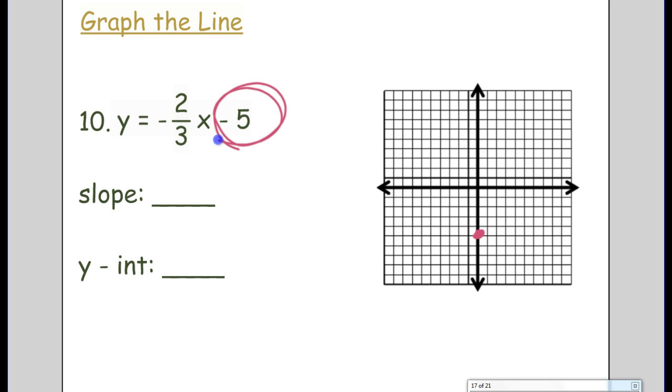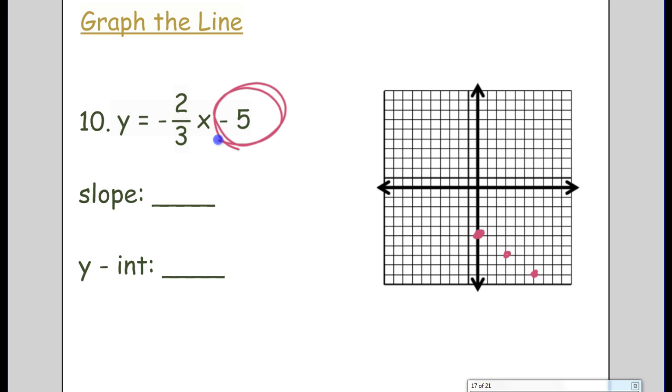Lillian, what's our slope? -2/3. Thank you for correcting yourself. So I want to go down 2 and then to the right 3. Down 2, 1, 2, 3, over 3. Down 2, over 3.